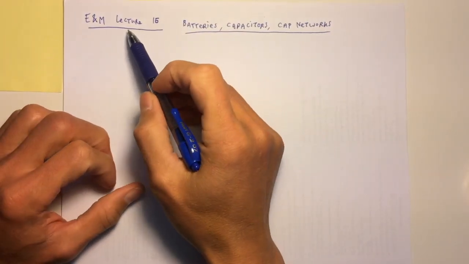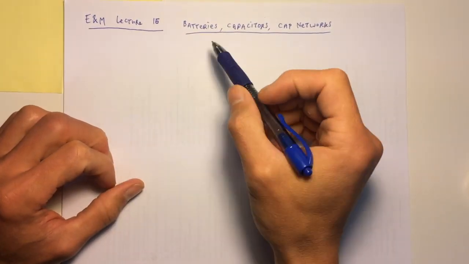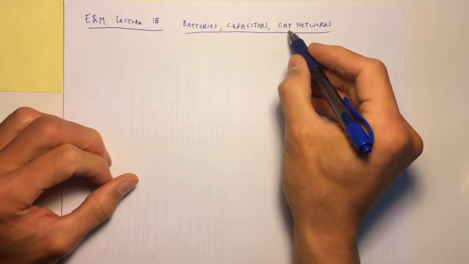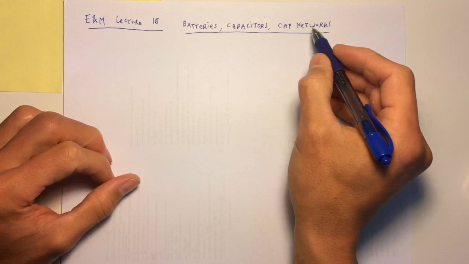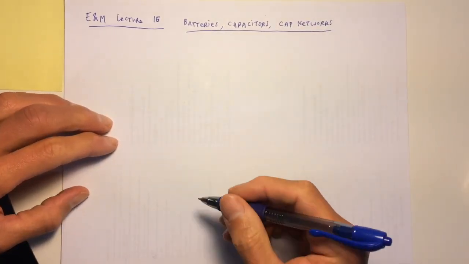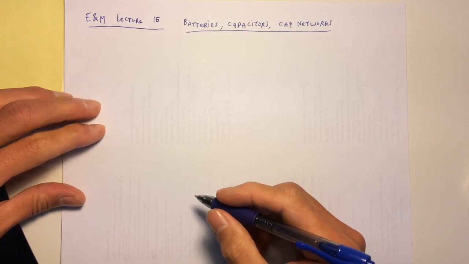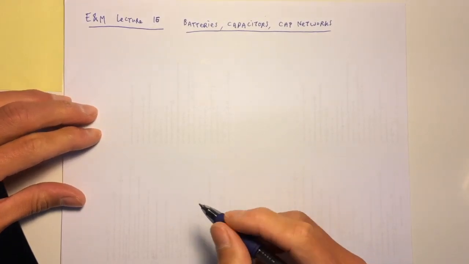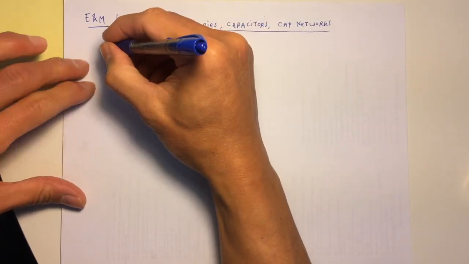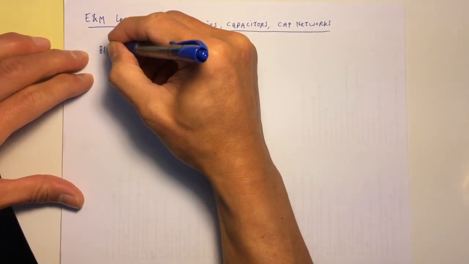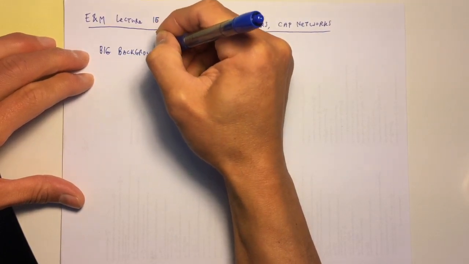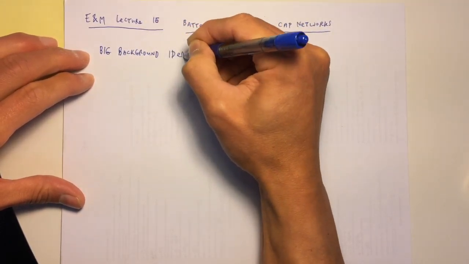So EDM lecture number 16: batteries, capacitors, and this is an abbreviation for the cool kids, CAP networks, capacitor networks. Okay, so I started by saying that there were some basic background ideas, so let me just repeat them. So, big background ideas.